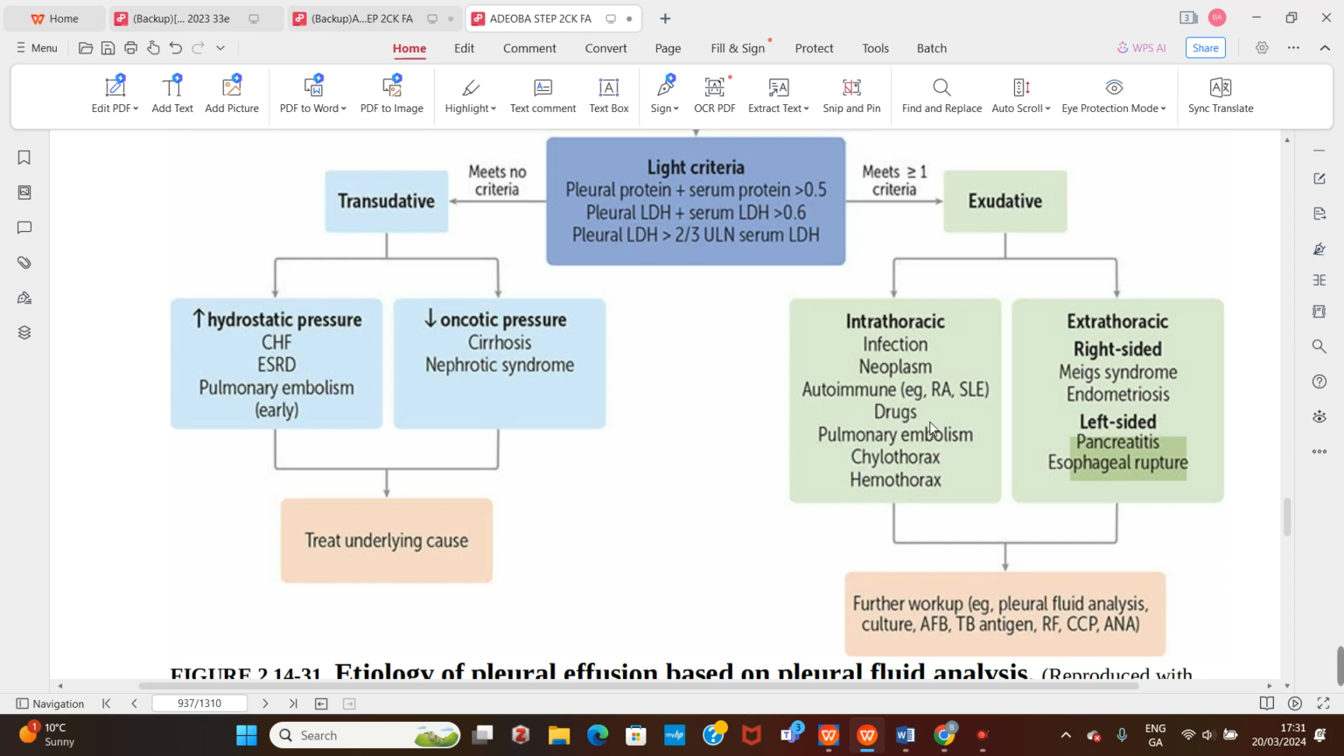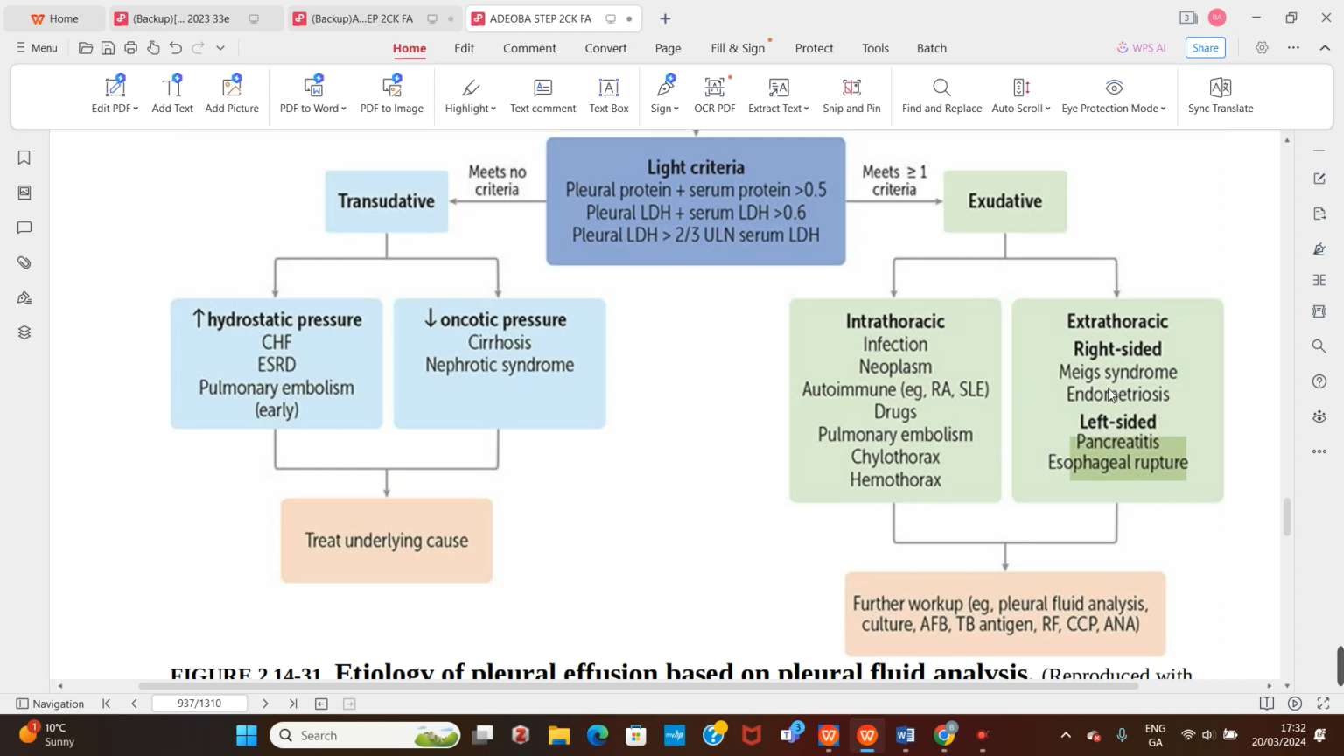Shallow thorax, someone that has traumatic injury to the thoracic duct can have leakage of chyle into the pleural space, and that's going to have a very high triglyceride content. Hemothorax from trauma, bleeding into the pleural space. Those are the intrathoracic ones.